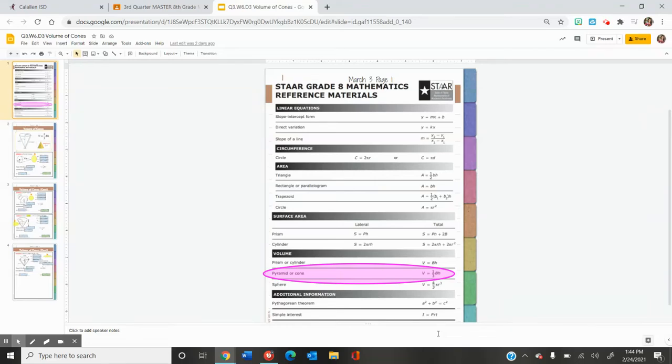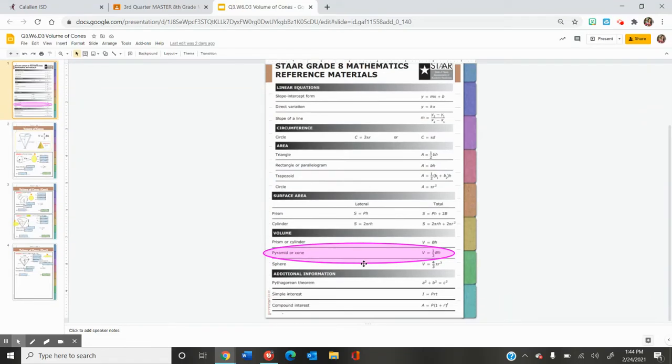Okay, so for today's notes, we're going to be talking about finding the volume of a cone. Now, really what you're concerned with for today is under the volume section. And to find the volume of a cone, the formula is going to be 1/3 base times height. Now, we know that a cone's base shape should always be a circle.